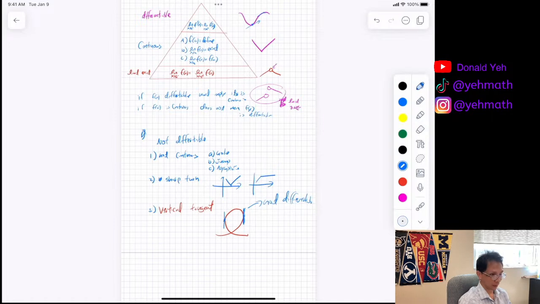Good. Does that make the whole thing not differentiable? No, it does not make the whole thing not differentiable. It only makes that one particular point not differentiable.